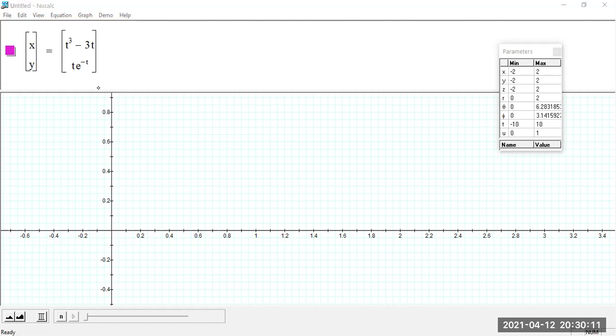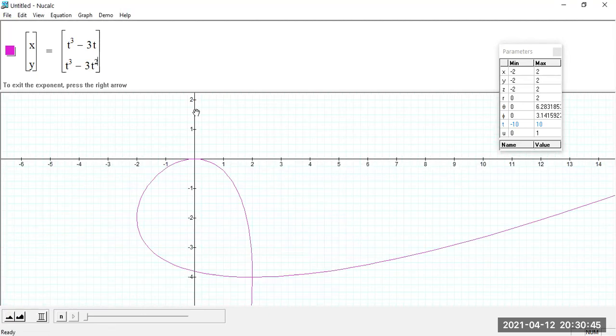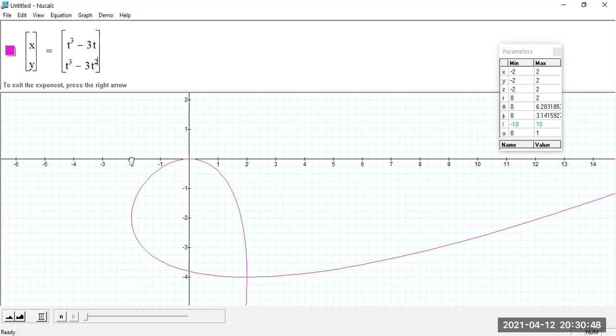And then how about the y? That's t cubed minus 3t squared, as I remember. Okay, that's what we have. That's what we see here.